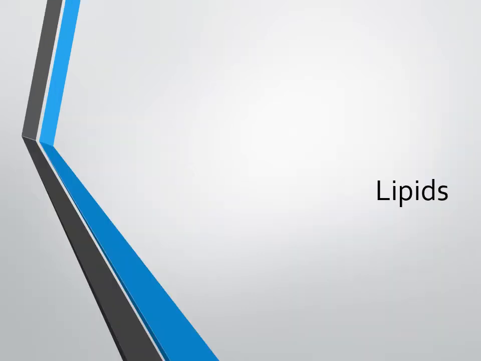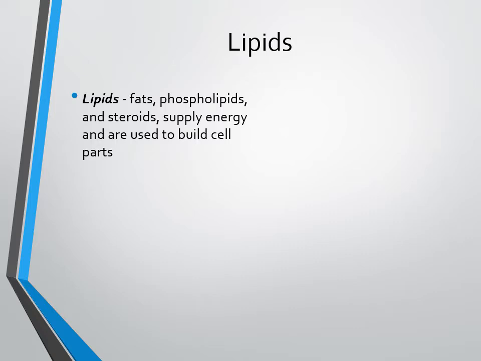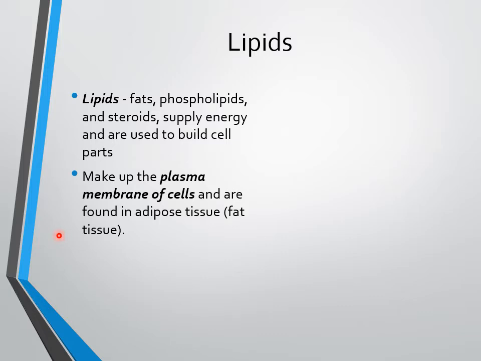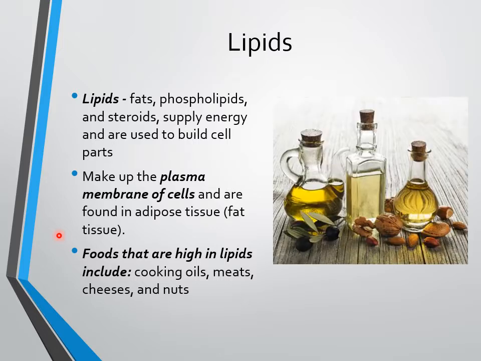Nice. All right, so moving on from carbohydrates, we're moving into lipids, which are your fats and oils. So these are your fats, your phospholipids, which make up the cell membrane, and your steroids. They supply energy and are used to build cell parts. They make up the plasma membrane of cells and are found in adipose tissue. Foods that are high in lipids are cooking oils, meats, cheeses, nuts, all of that. So everything in this picture are very high in lipids.